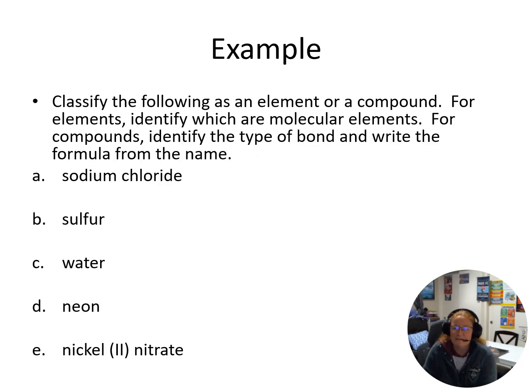All right, now, my final example for this little section, I'd like you to take a look at these 5 things I have written here. Figure out which ones are elements and which ones are compounds. Okay? If they're elements, identify them if they're molecular. And if they're compounds, identify the type of bond and write the formula from the name, okay?